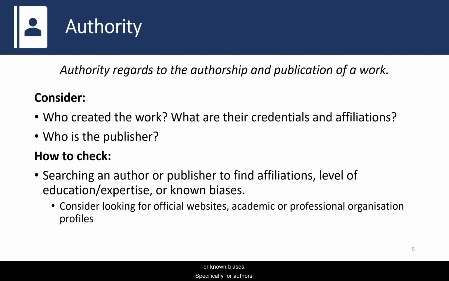Specifically for authors, authors can be individuals, a group of people, or even a corporate organization. So having a look into what their biases may be can be very important in some circumstances. For example, if your resource is coming from a politician, you may want to know where they sit in the political field. You'll want to consider looking for official websites, such as academic or professional organization profiles, as these will detail the level of expertise and education of the author or authors that you are currently looking at. In the case of corporate organizations, if there are any controversies surrounding their views, these can also come up quite easily when you're using a search engine.